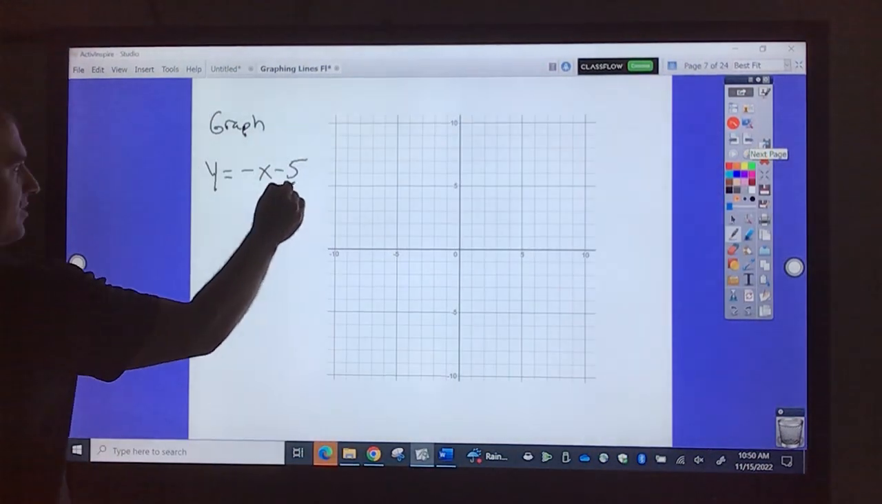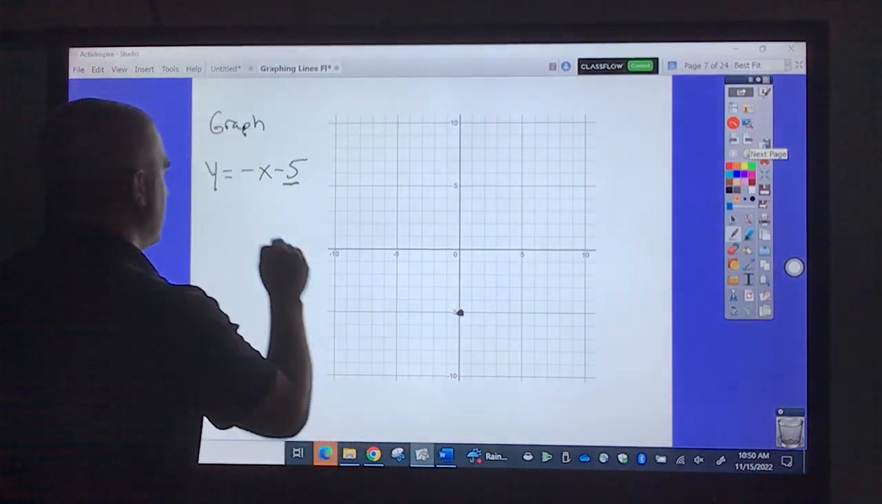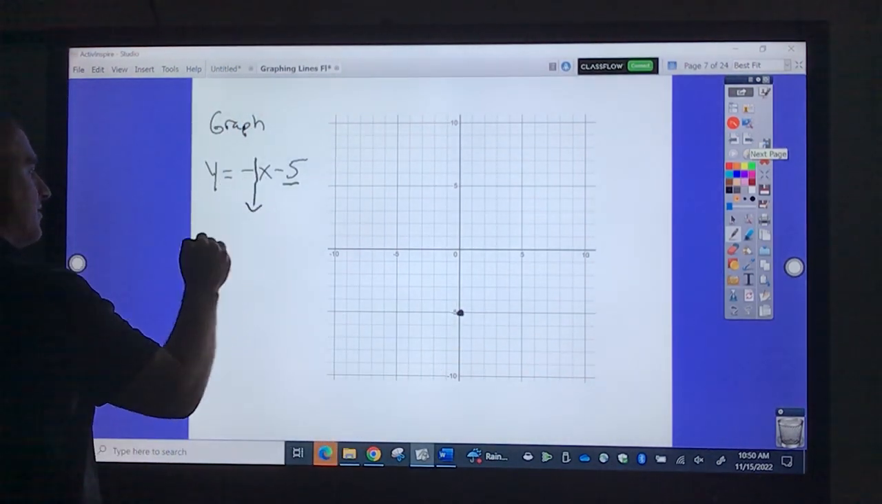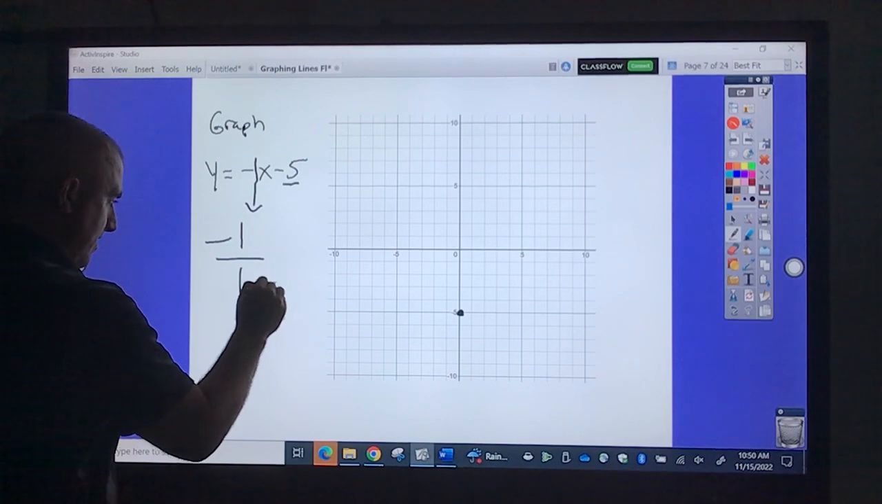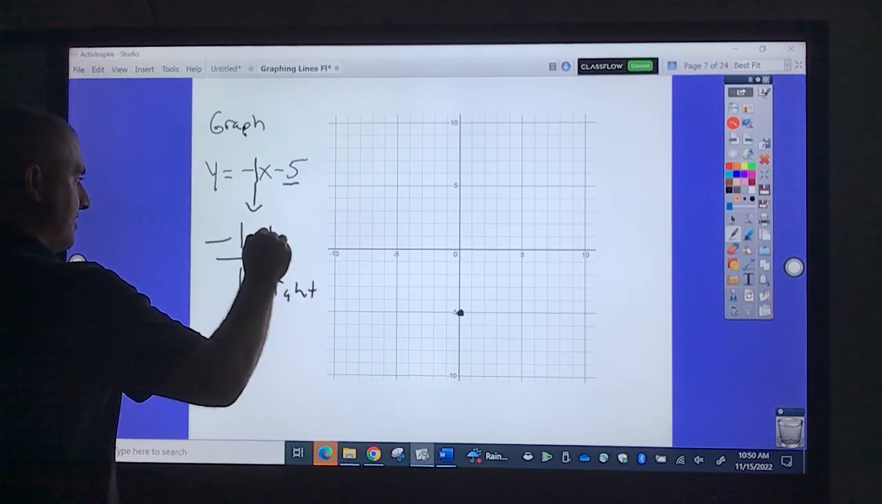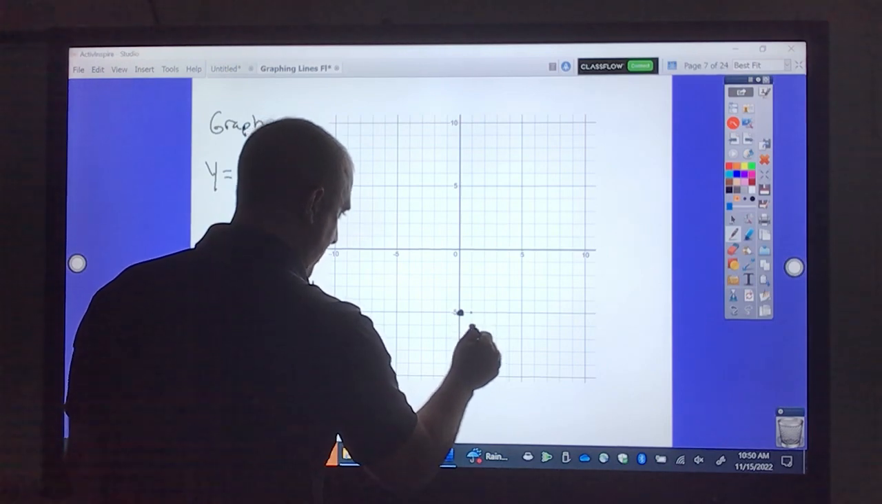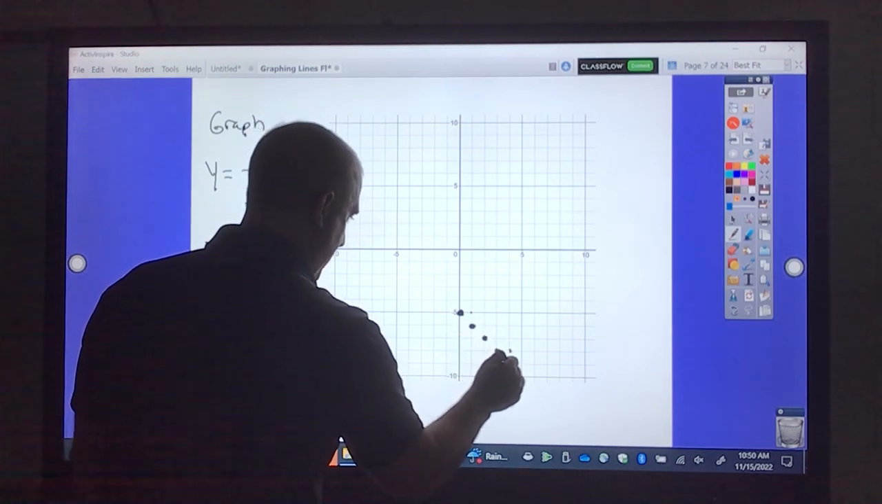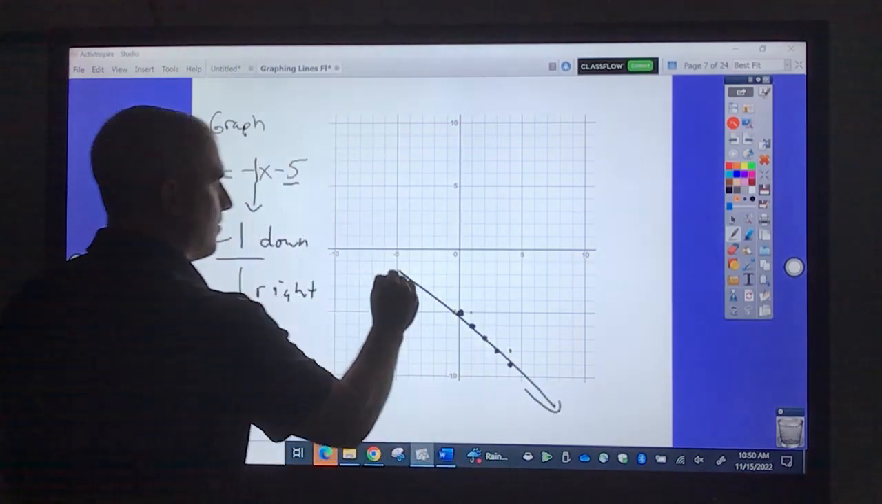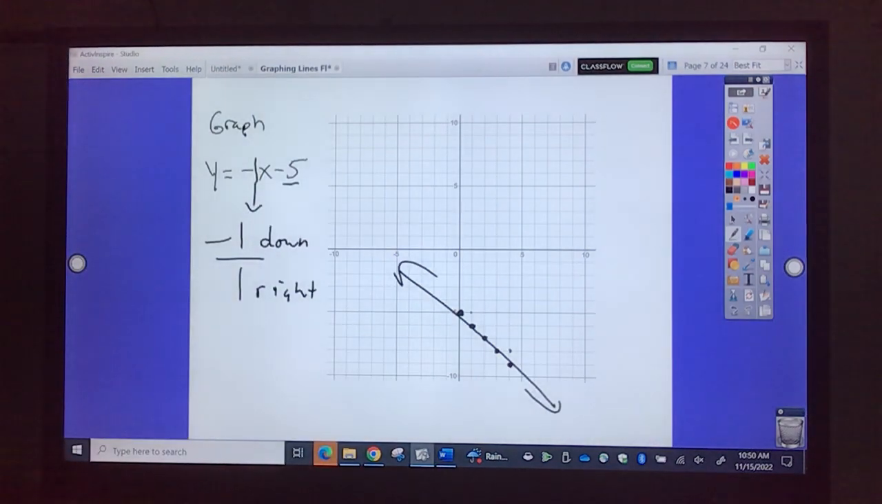This one, my y-intercept is -5. Well, that's a -1 in front of there, so that's -1 over 1. That means 1 right, 1 down. One right, one down, one right, one down, one right, one down. If you want to do that to get yourself some more points, you can.